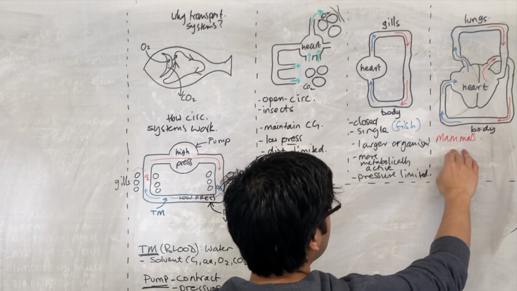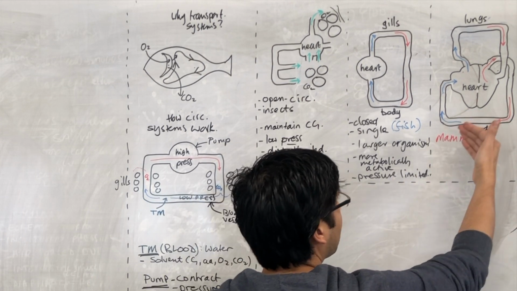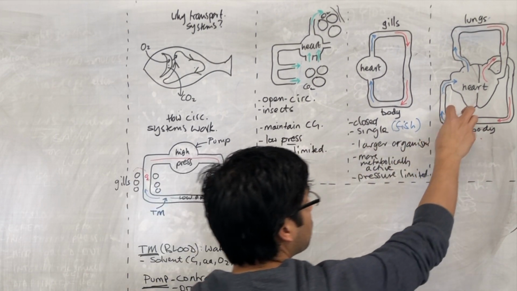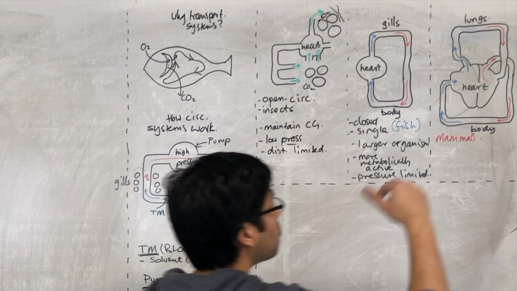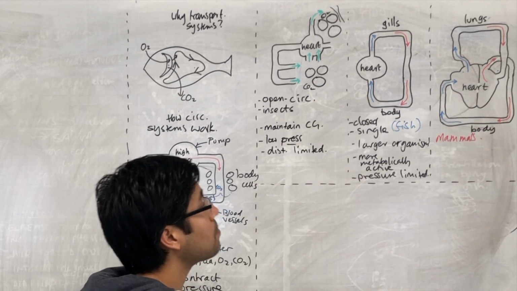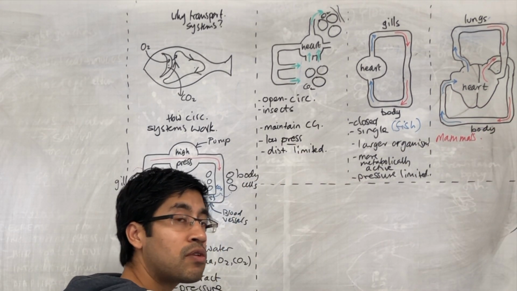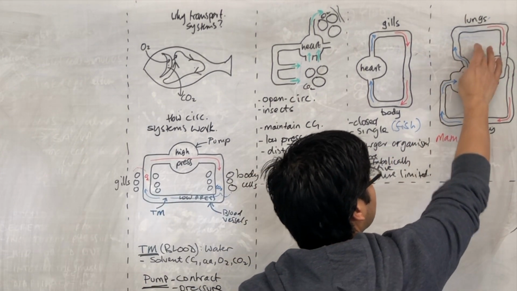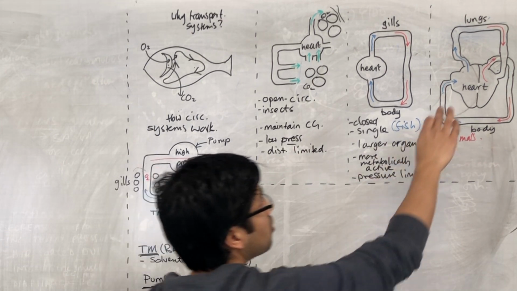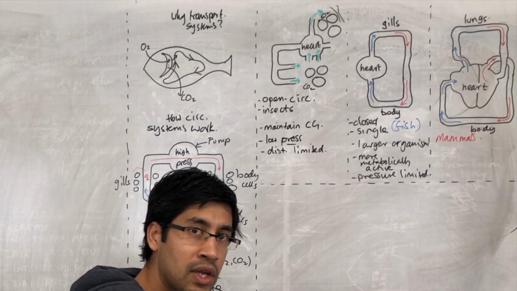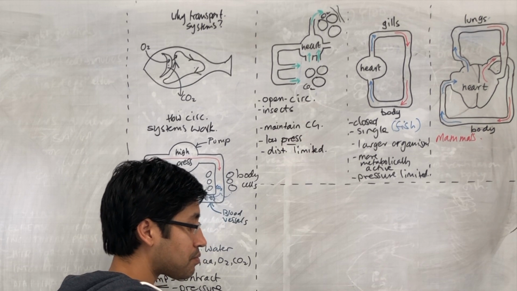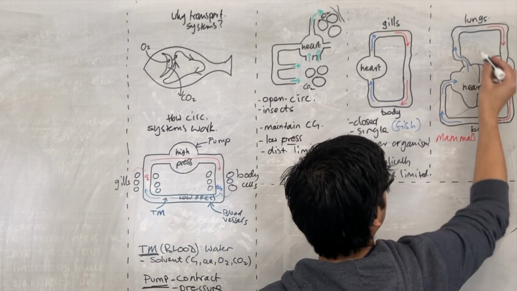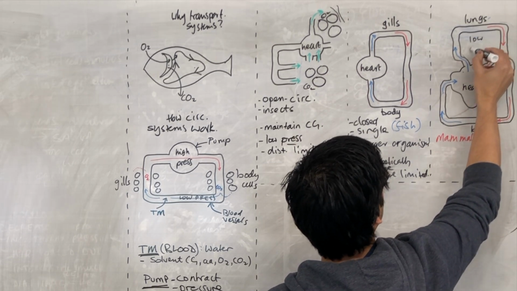Now, in a double circulatory system, we've got all the advantages of the closed system. We've got high pressure on the blood, so we can move it greater distances. We can maintain higher concentration gradients. But what we can do now is maintain a low pressure on the circuit that goes to the lungs, so we don't damage the exchange organs, right? On the circuit that goes to the lungs and back, we can have a relatively lower pressure.